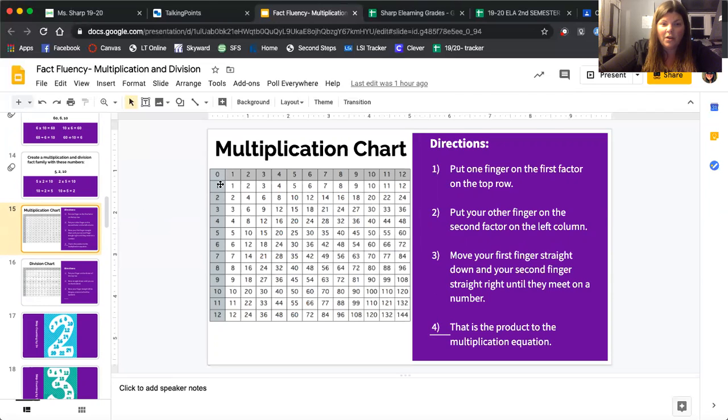Okay. Multiplication chart. Now you put one finger on the first factor on the top row, and then you put your other finger on the left column, and you move this finger down if I'm doing 1 times 3 to where it meets with this finger. So 1 times 3 is 3.